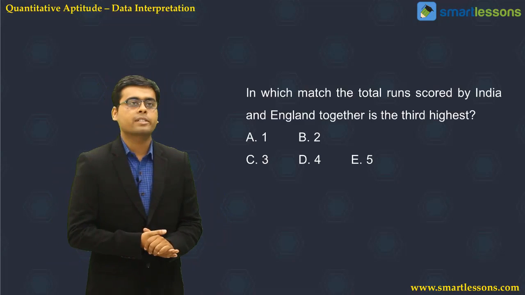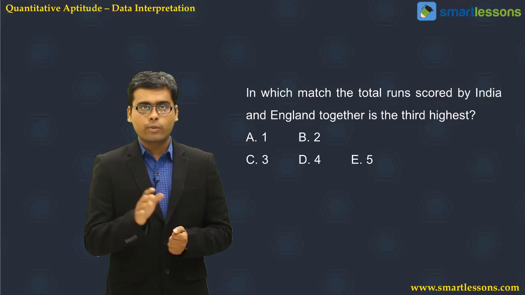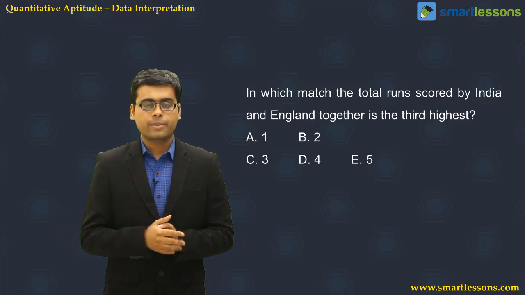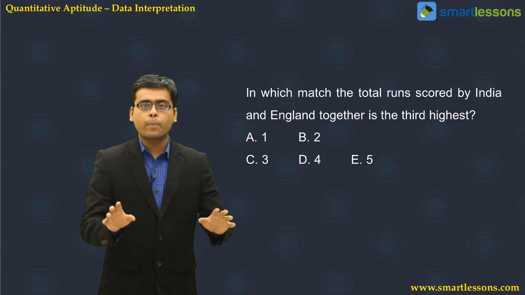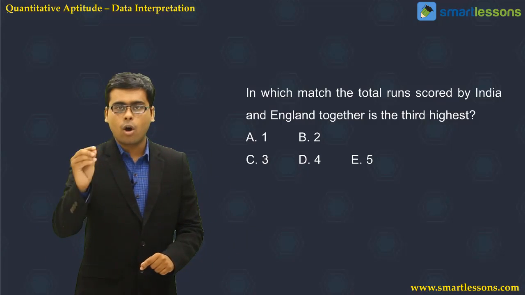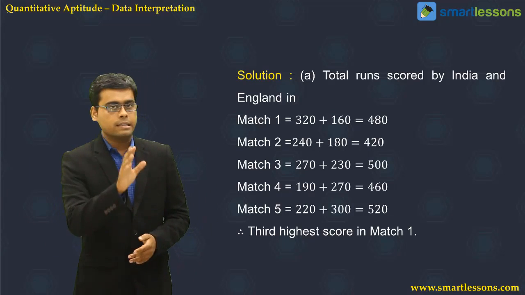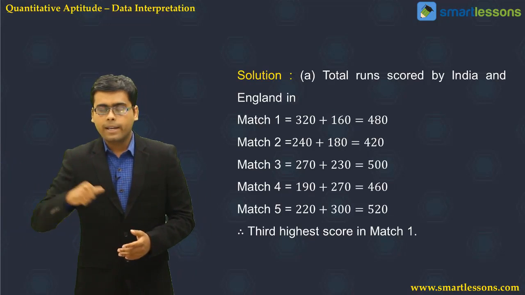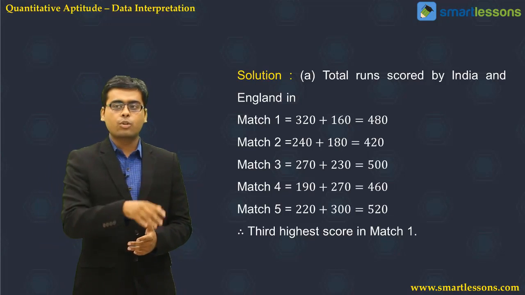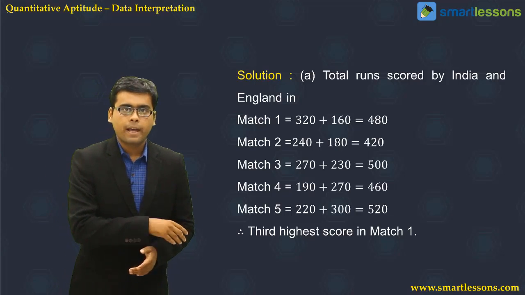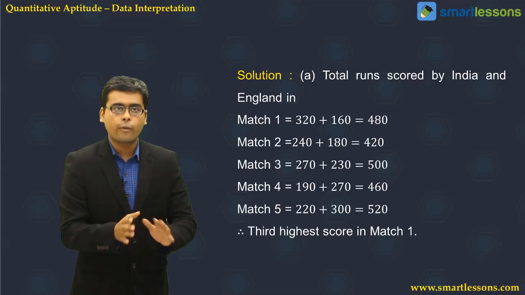Okay, the next question. In which match is the total runs scored by India and England together the third highest? Now, for this it is very easy to calculate. You simply add the runs scored by India and England for all these different matches. For match 1, runs scored by India is 320, runs scored by England is 160. So the total is 320 plus 160, 480. For match 2, India scored 240 and England scored 180. So the total is 240 plus 180, that is 420.